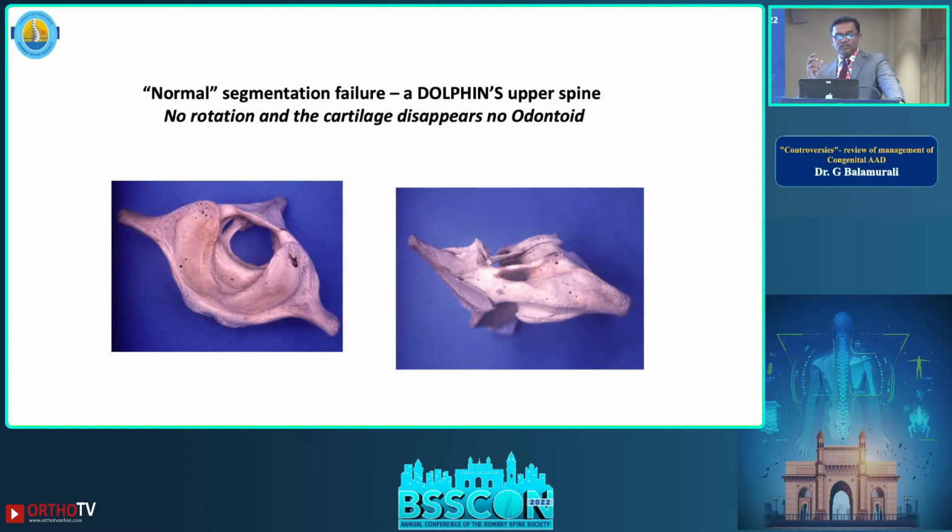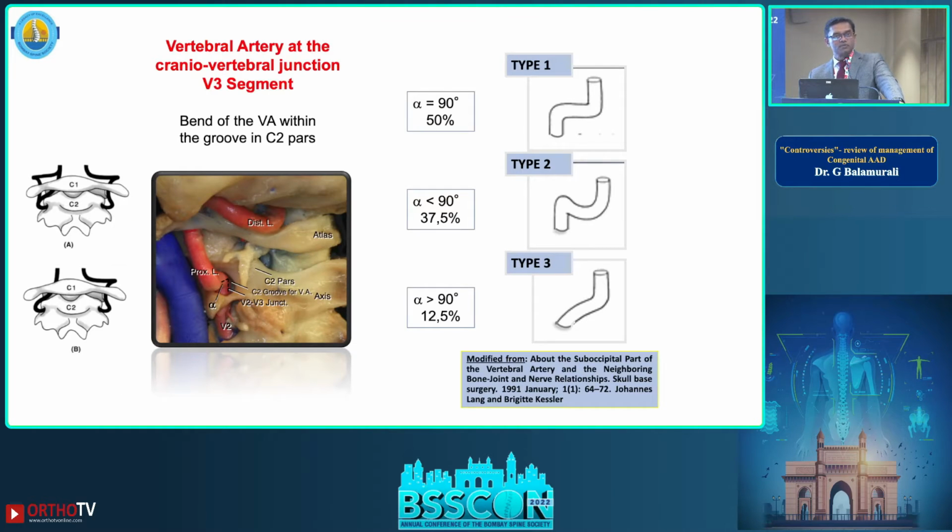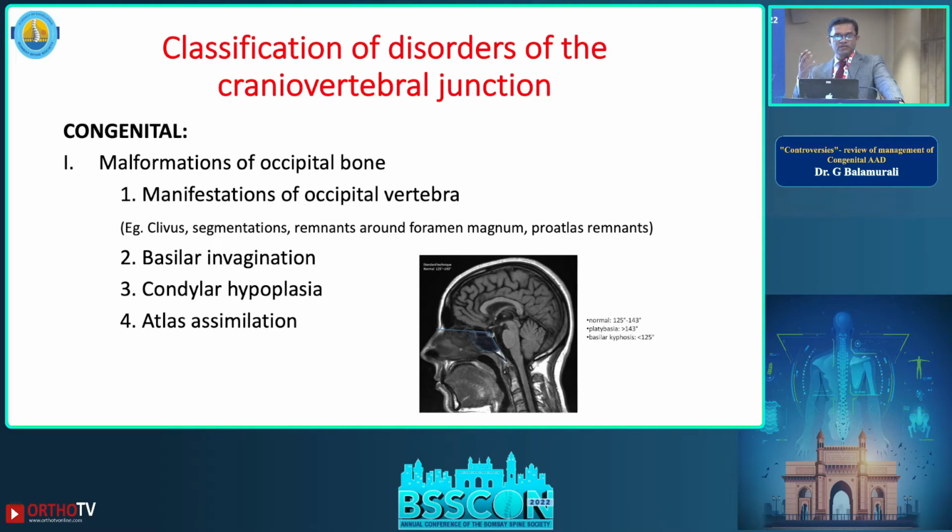If you look at the dolphins, the normal segmentation failure is because the dolphins do not move their head, so they don't have a dens. In the human atlas, there are these points which fuse, and if they don't fuse, you have either an anterior or a posterior spina bifida. And the vertebral artery also has so many anomalies which we are aware of, and also the vertebral foramen. So we can classify them based on whether this congenital malformation is in the occipital bone, in the atlas, or in the joint.